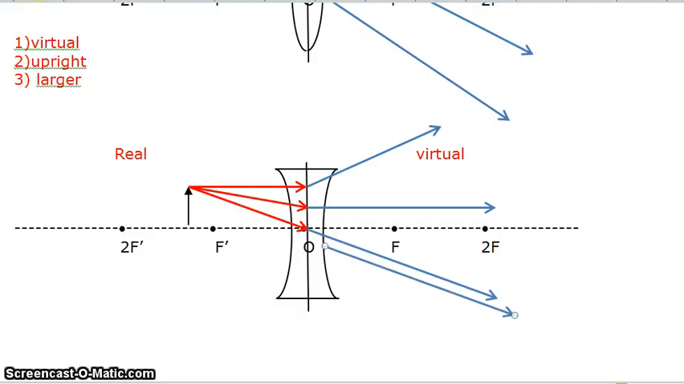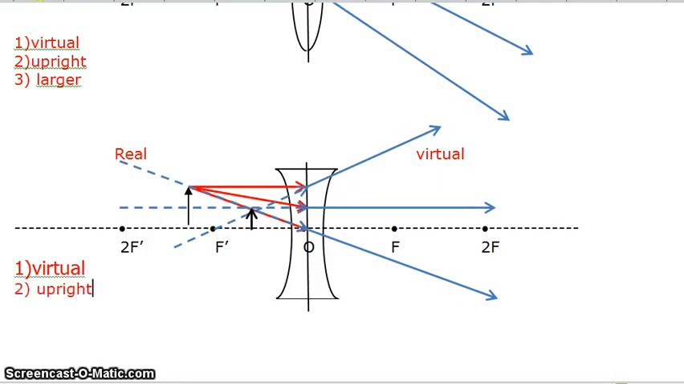Now, again, these do not intersect in real space, so our brain does more of its funny business. It says, okay, I think these intersected somewhere. I think they came from behind the lens in a straight line. So we're going to extend all of our refracted rays in a straight line. We do, in fact, have an intersection. And that's where our brain sees the image. This image has similar characteristics to the one we just did. It's virtual, it's upright, but it's now smaller.